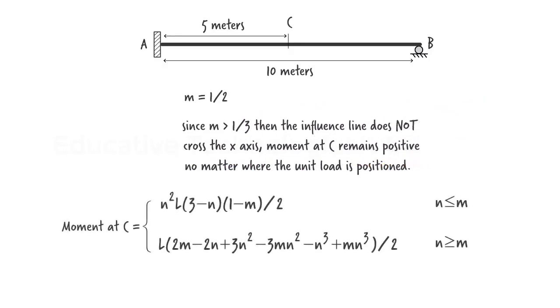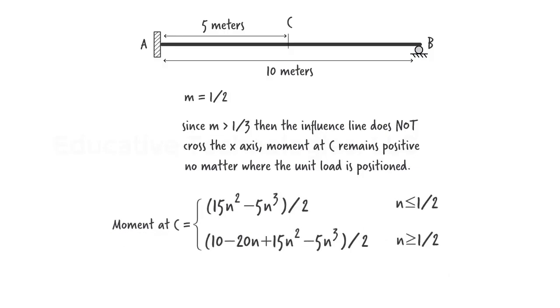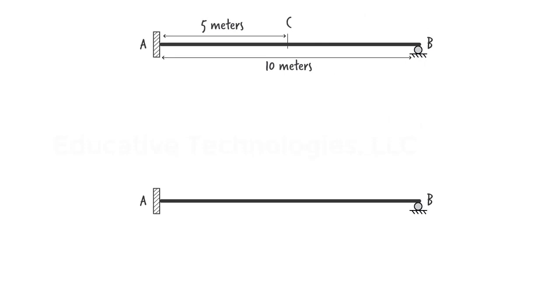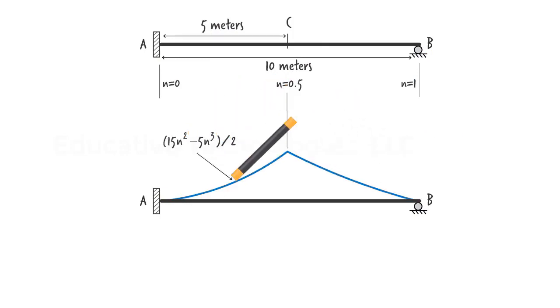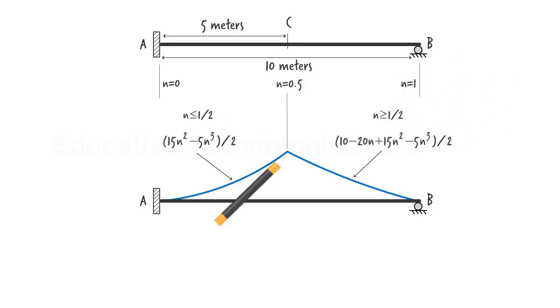Here are the two generic moment equations. Substituting 10 for L and 1 over 2 for M, we get. Now we can construct the influence line by graphing these equations. Note that at no point the diagram drops below the x-axis.